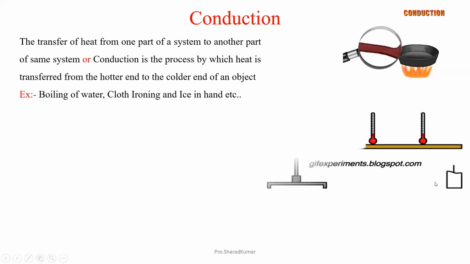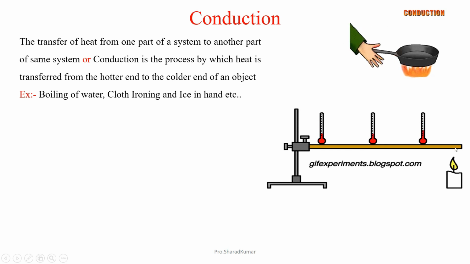Let's see one more example. You are heating a rod at one end using a candle, right? And we have fixed three thermocouples or thermometers over that rod. So if you see, the thermometer nearest to the candle shows the highest temperature, the next one a medium temperature, and the third one the lowest temperature. Why? Because heat is transferring from the hotter end to the colder end. That is called the conductive mode of heat transfer.